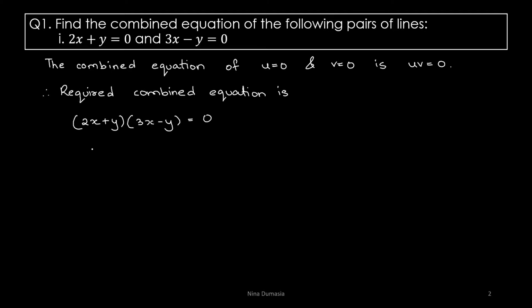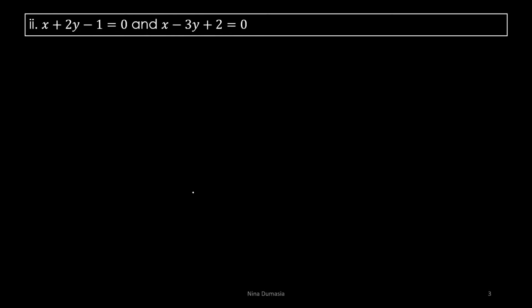We just have to multiply. So we get 6x square minus 2xy plus 3xy minus y square is equal to 0, and therefore our answer is 6x square plus xy minus y square is equal to 0. Okay, this is the combined equation of these two lines. Now let's do the next sub part.